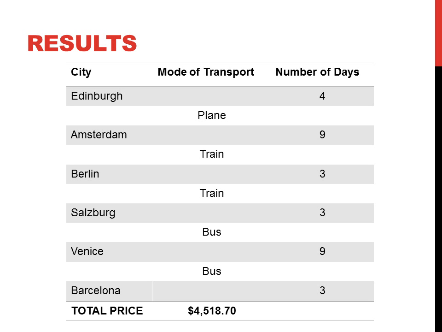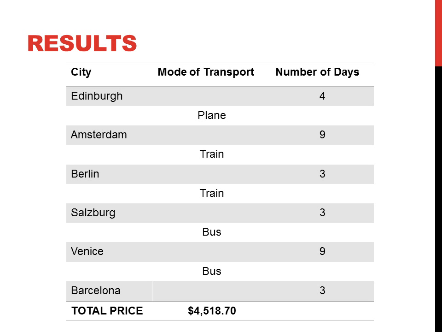As you can see, for the optimal trip, I should stay in Edinburgh for 4 days before traveling to Amsterdam by plane and staying for 9 days. Then I should travel by train to Berlin, where I will stay for 3 days. From there, I should travel to Salzburg by train and stay there for 3 days, moving on after that to Venice by bus for another 9 days. Finally, I should end my trip in Barcelona by traveling by bus and stay for my final 3 days.